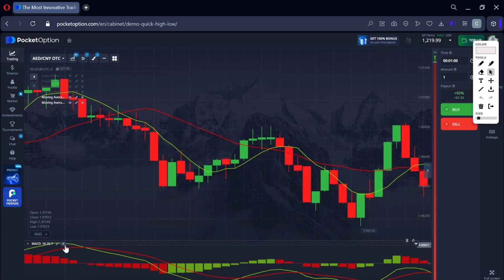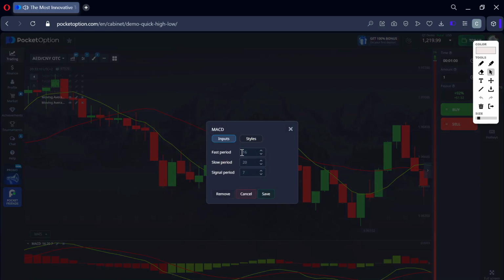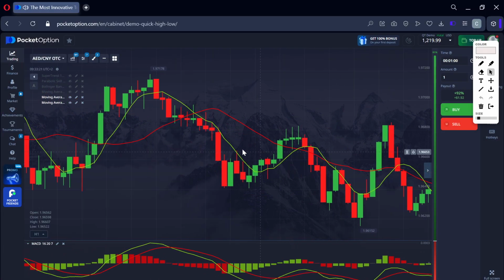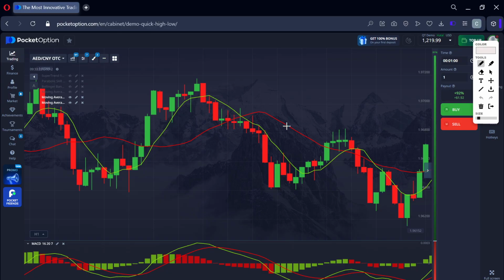Next, you're going to want to get the MACD, and you're going to want to set your fast period to 16, slow period to 20, and signal period to 7. Make sure that your styles is like this, and that your MACD is 2 pixels. Your signal line is also 2 pixels. It works very simple. It's pretty much just a crossover strategy.